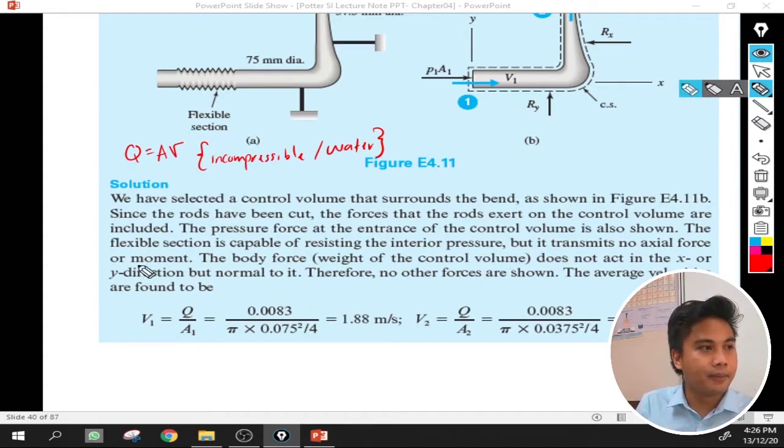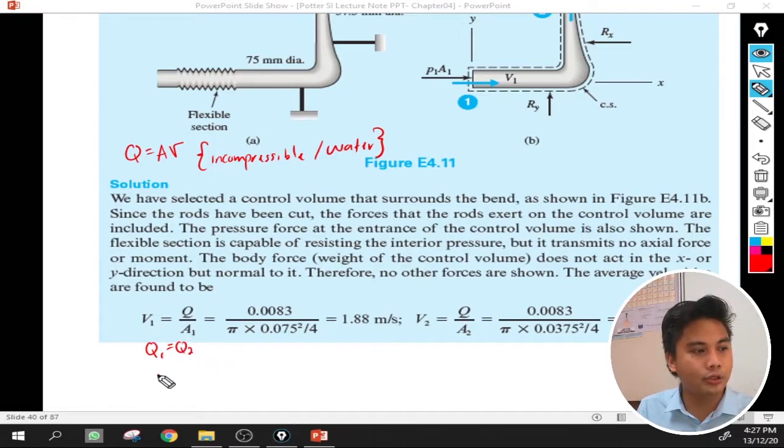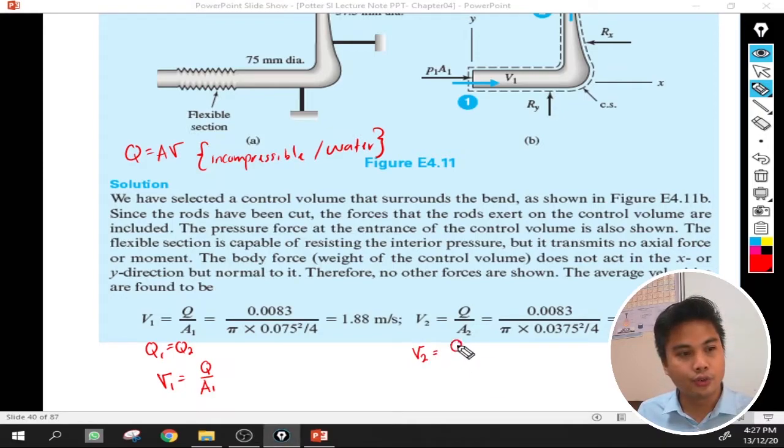Next, by using the constant flow rate, Q1 is equal to Q2, we can find the velocity at point 1. So V1 is equal to Q over A1, and V2 is equal to Q over A2. Remember, we use the cross-sectional area.